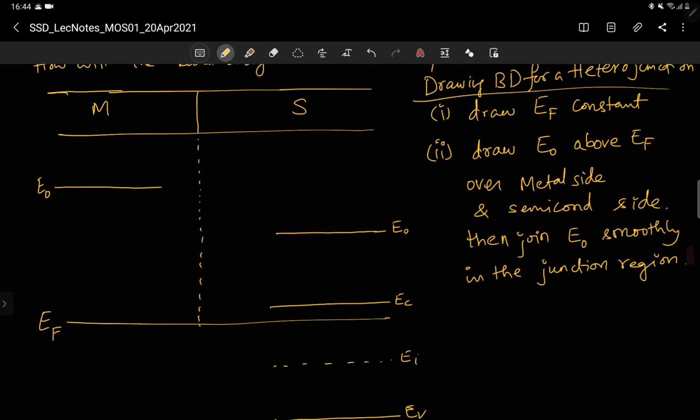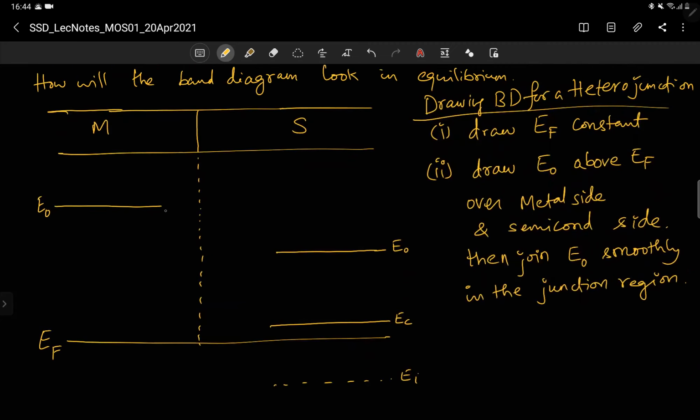And now what you have to do is join E0 smoothly. Why do you have to join E0 smoothly? You know that E0 is like the potential just outside the device. If there is any discontinuity in E0, it means there is an infinite electric field, which is not possible, because the slope of the potential gives you the electric field. So there cannot be a jump like this. A jump indicates that the derivative of E0, the potential just outside the semiconductor, is infinite, which means an infinite electric field, not possible. So we have to join things smoothly.